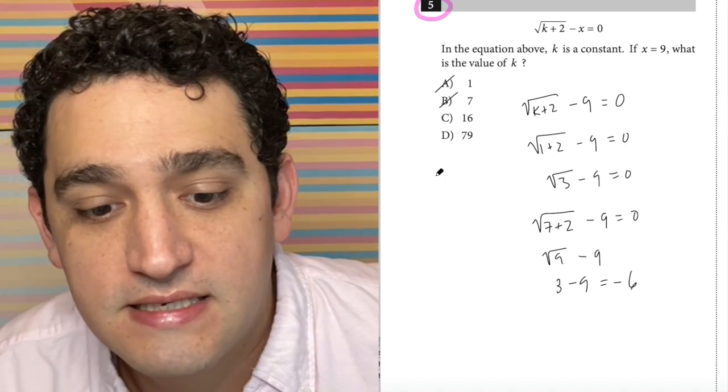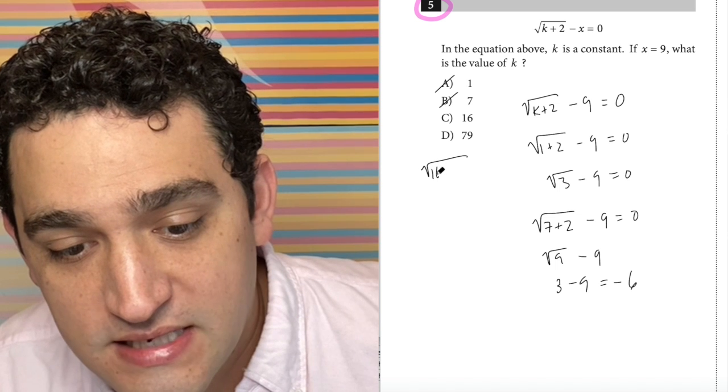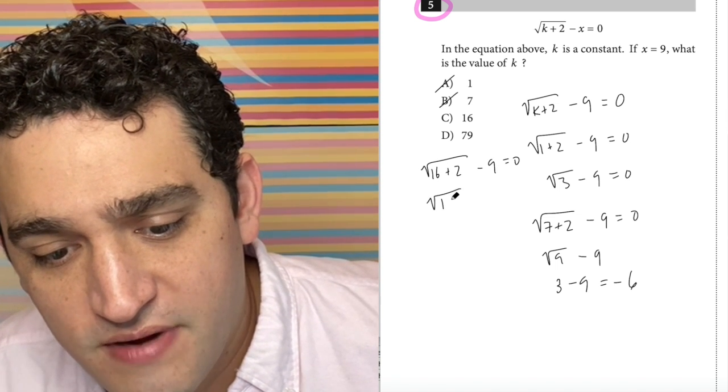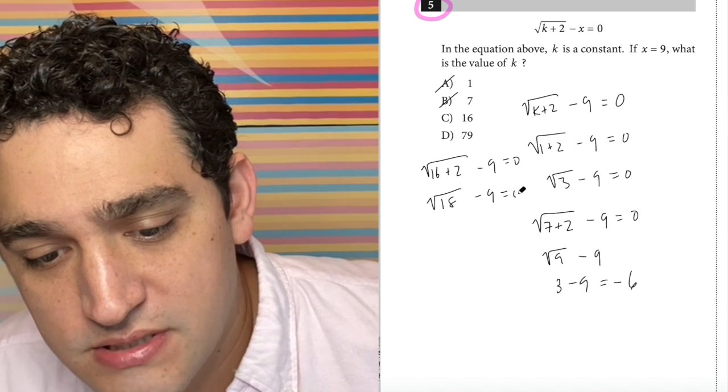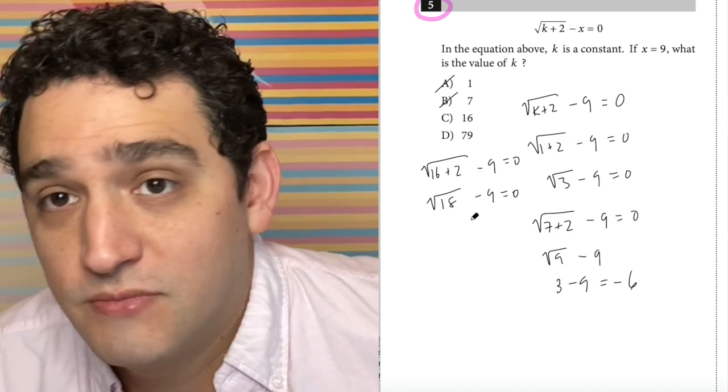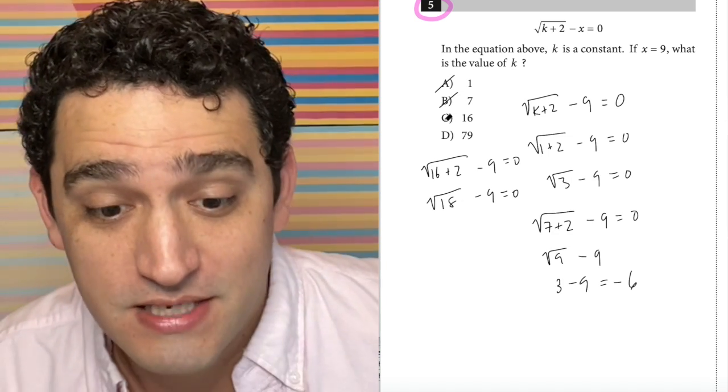Let's try 16. The root of 16 plus 2 minus 9 equals 0. This is the root of 18 minus 9 equals 0. Again, root 18 is an irrational number. Whatever it is, it's not 9, so that's out.